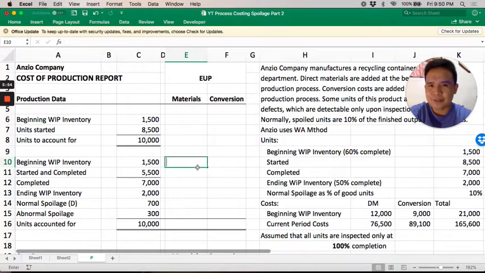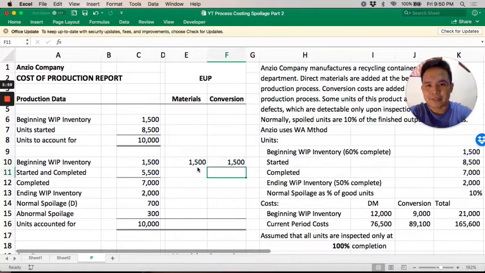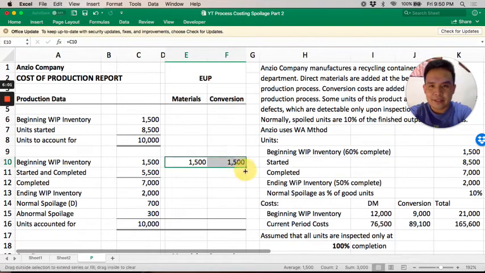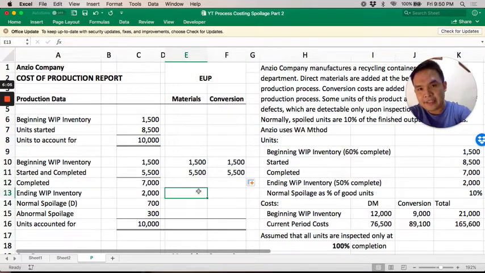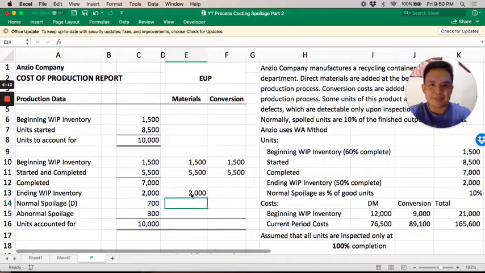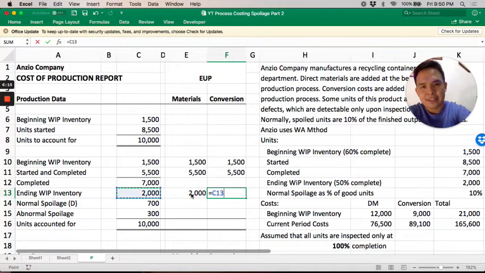Weighted average ito, so as to materials, kompleto na yan. So, conversion, kompleto na rin yan. Same with current, started and completed, kompleto na rin yan. As usual sa ending, depende sa completion, titingnan ulit yung ending work in process inventory, ilang percent complete, 50%. As to materials, kompleto na yon. Pero as to conversion, that's 50%.